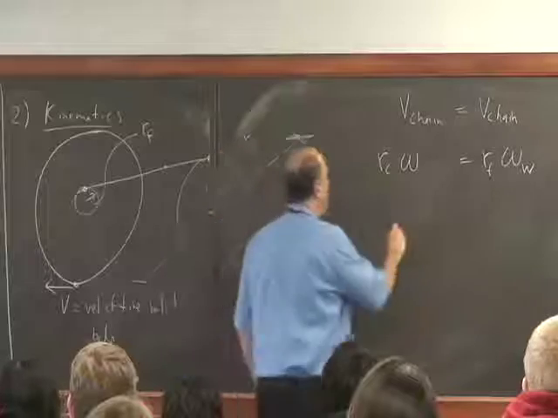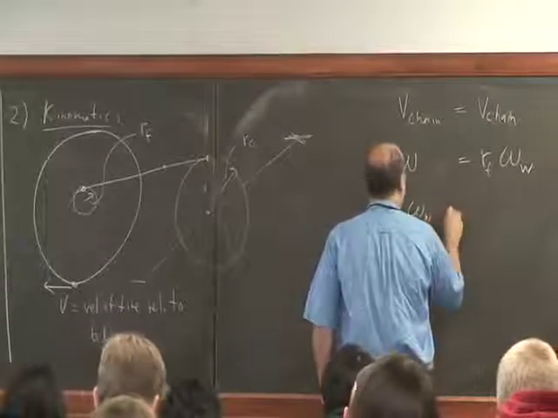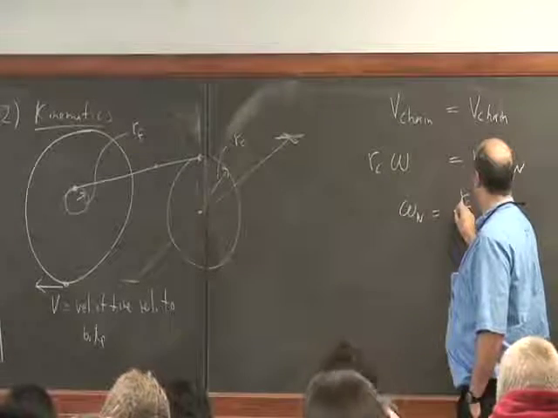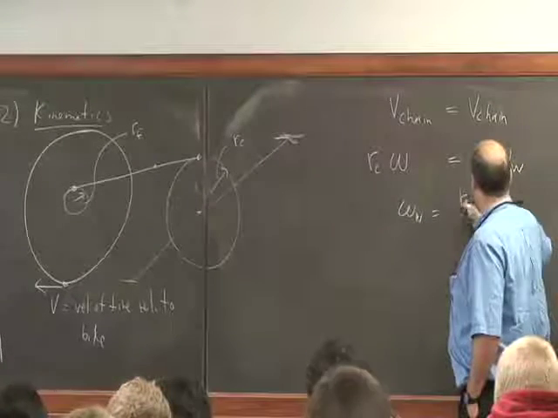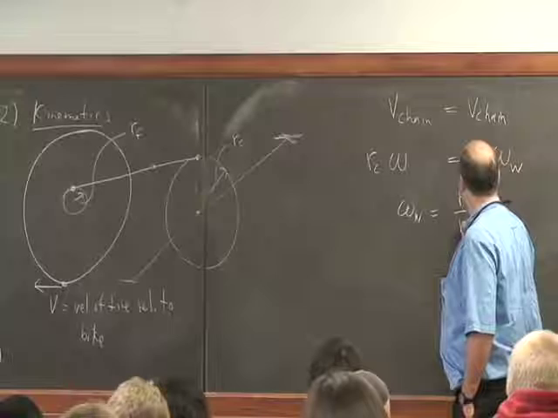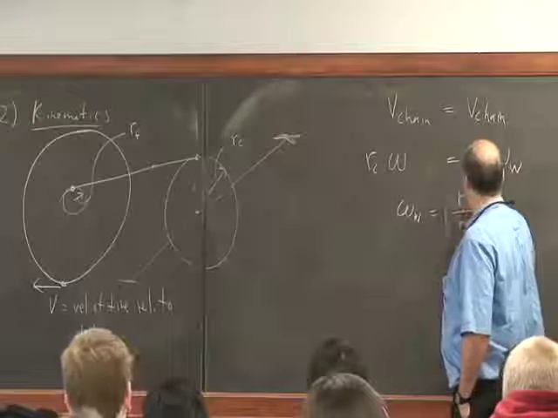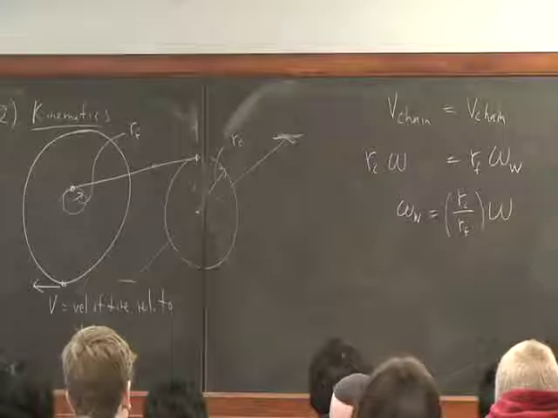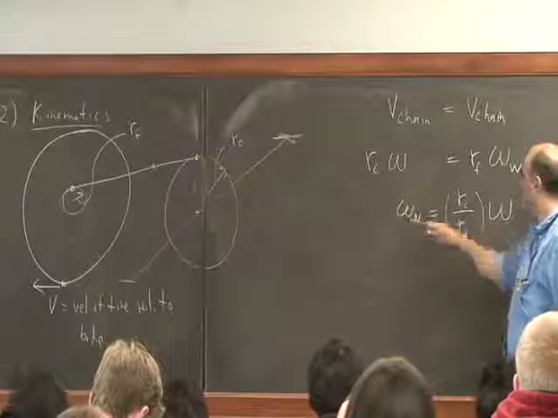So this tells us that omega of the wheel is equal to the radius of the front gear, the radius of the chain ring in the front, divided by the radius of the free wheel in the back, multiplied by this input angular velocity. So it says how fast does the rear wheel spin?